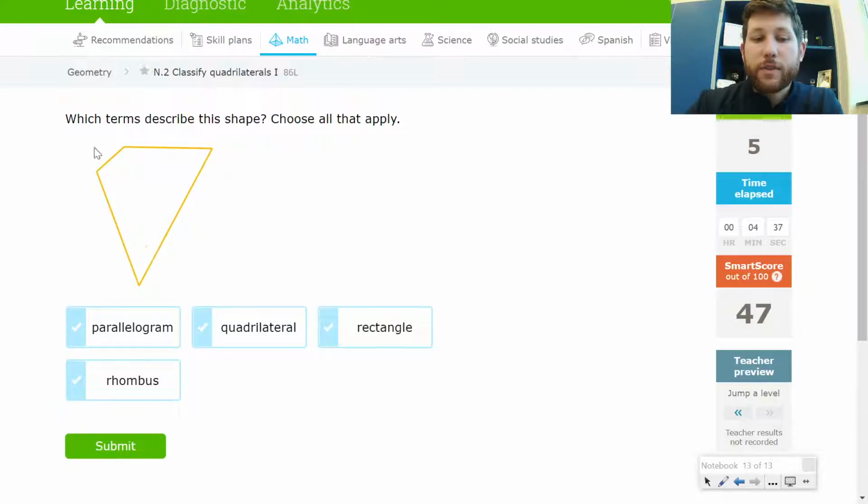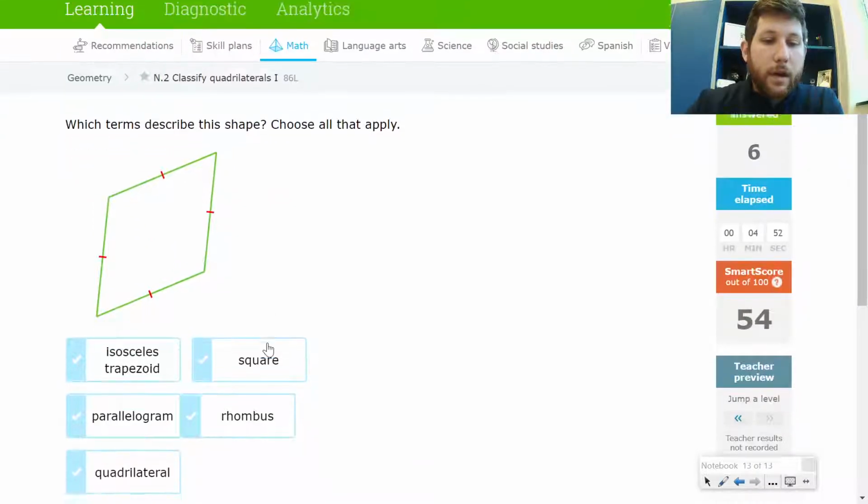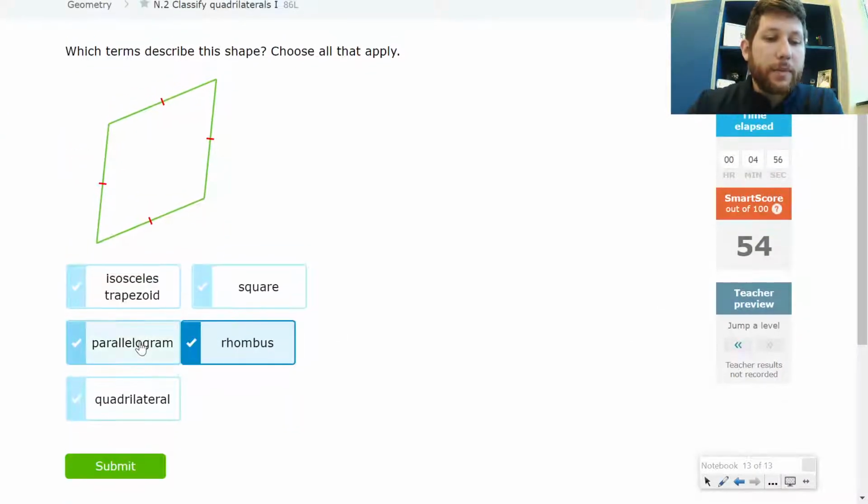All right, let's look at this one. This is a good option. We see a quadrilateral here, which means it has four sides. Notice it doesn't have anything parallel. We don't have anything congruent. I cannot say anything about this shape other than it's just a quadrilateral. All right, we've looked at one like this. That's going to be a rhombus, a parallelogram, and a quadrilateral.